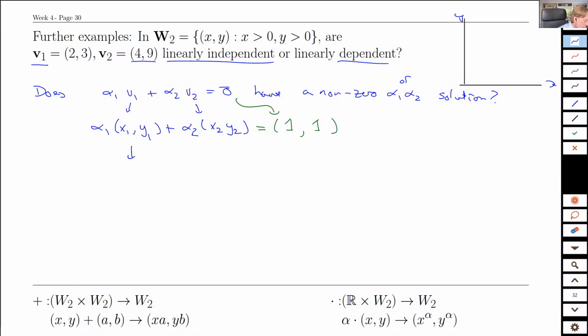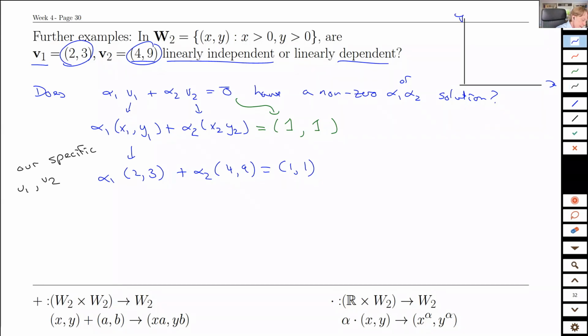So let's put in our real numbers, 2, 3, and 4, 9. So alpha 1 times 2, 3 plus alpha 2 times 4, 9 equals 1, 1. So this is our specific v1, v2. And then what we're going to do is actually use this multiplication operator. So if I have some number times x, I do x to that power, where x is 2 here.